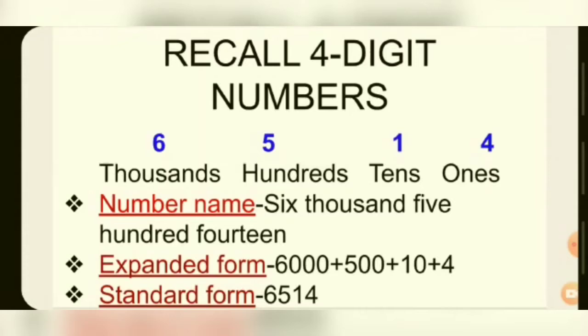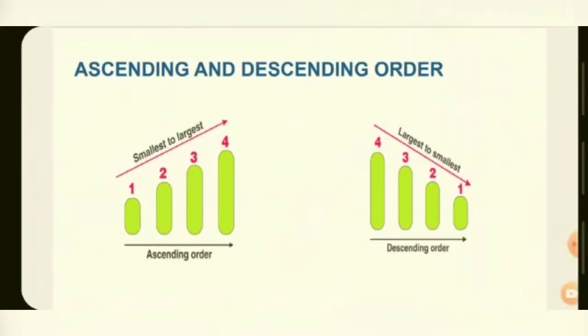The next is standard form. Standard form is also known as short form, which means without expanding the number based on its place value, writing the number as such. Next comes ascending and descending order. Arranging the numbers from smallest to largest is called the ascending order, and arranging the numbers from largest to smallest is called descending order.